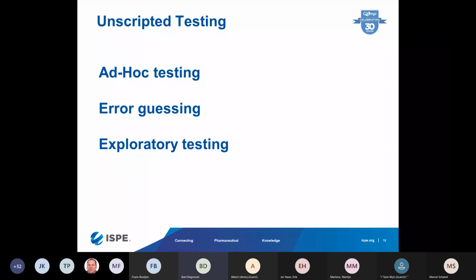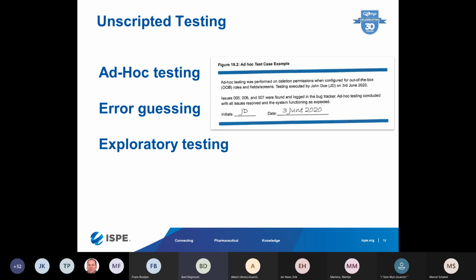So if we move here to the unscripted testing, we can divide that into three types of unscripted testing. We have, first, ad hoc testing, then error guessing, and exploratory testing. If we talk about ad hoc testing, it's without planning or predefined documentation, and it may occur in an informal test environment, in a well-defined environment, or in a production environment. What's the difference? It is used for low-risk features, and it can also be used to check your scripted testing upfront. So your scripted testing can be based on your ad hoc testing.